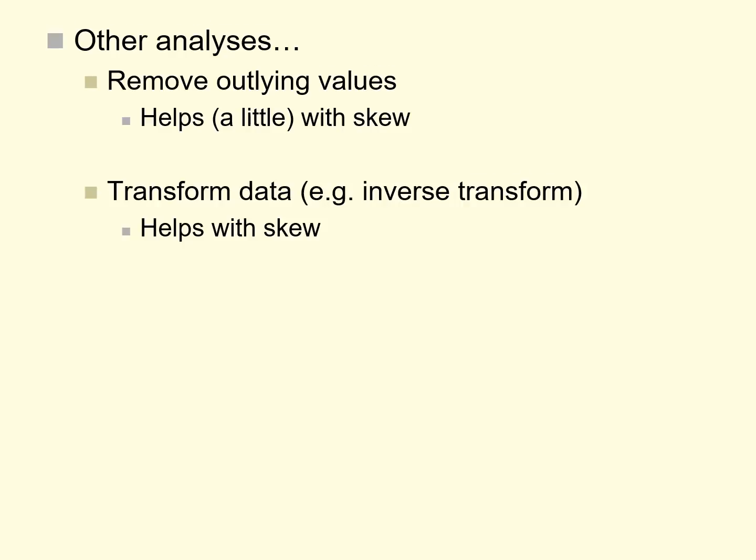A lot of researchers will transform data, so they'll take the inverse of reaction time, which is speed. Taking the inverse of a skewed data set or skewed distribution lessens the skew. Log transforming or square root transforming will have a similar effect. There are challenges associated with transformed data in terms of how to interpret the results that you see, but that's a popular approach that people will do.